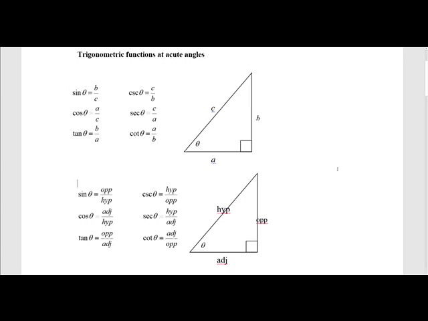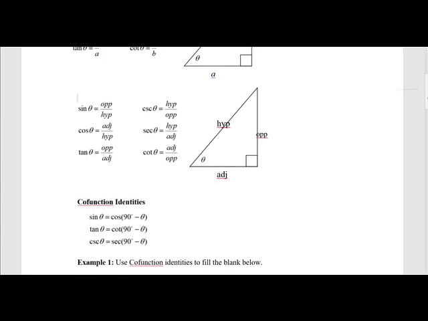Let's go over that again. What you want to pay attention to is that sine theta is opposite over hypotenuse. The hypotenuse is always the longest side, opposite the 90 degrees. Cosine theta is adjacent over hypotenuse. Tangent theta is opposite over adjacent. Cosecant is the reciprocal of sine. Secant is the reciprocal of cosine. Cotangent is the reciprocal of tangent theta.